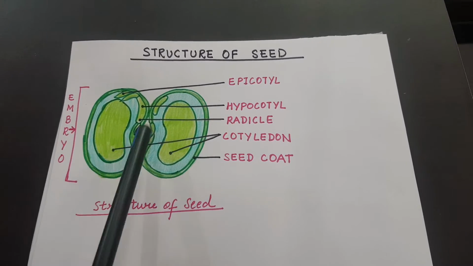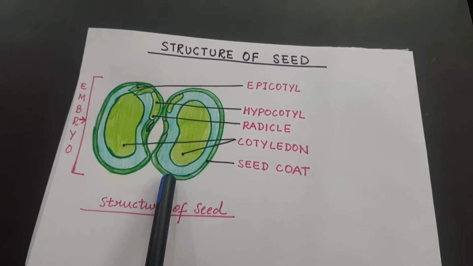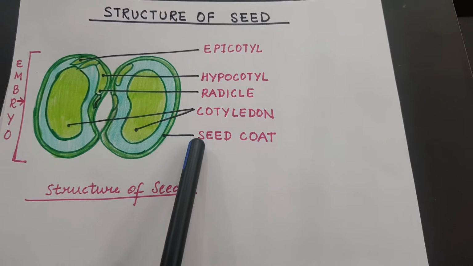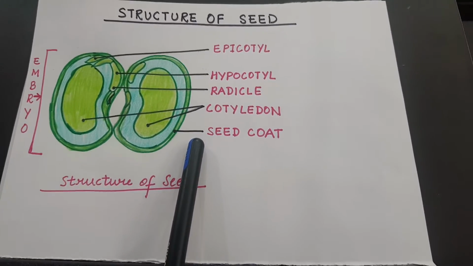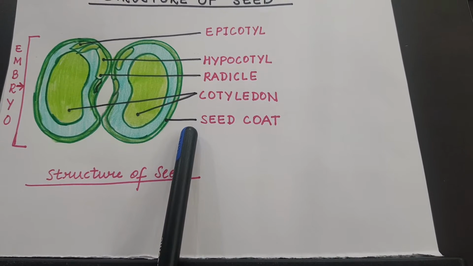Now, I have taken a bean seed. A seed has an outer covering called the seed coat. This is the outer covering of a seed. This is called the seed coat. It protects the seed from being crushed or drying out.